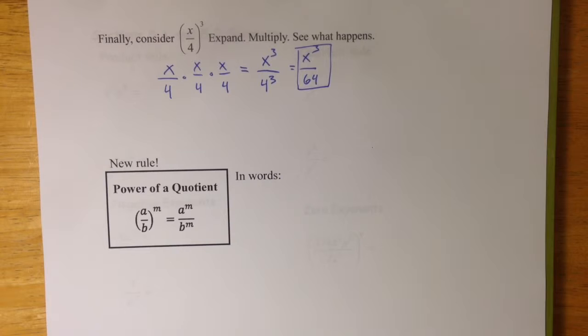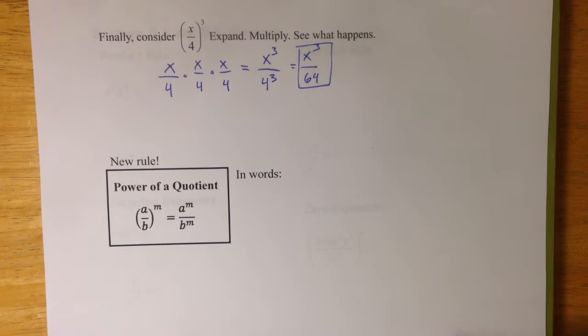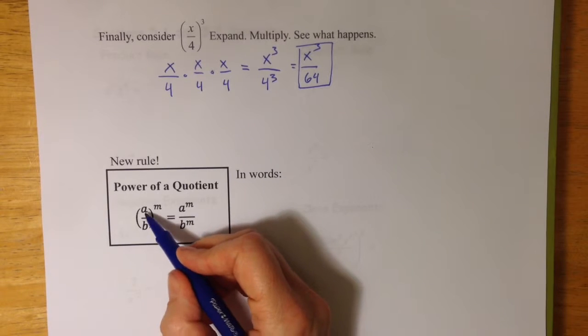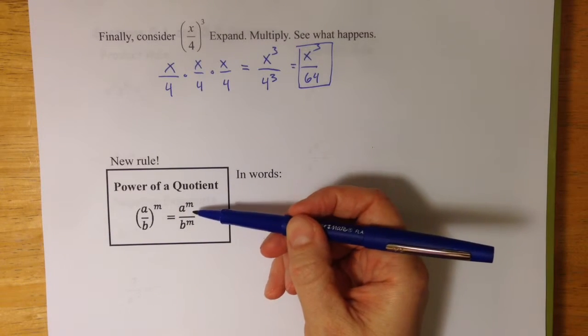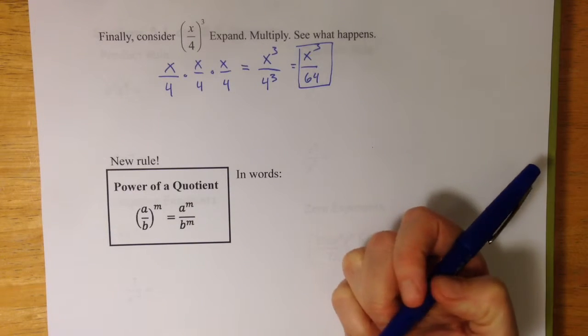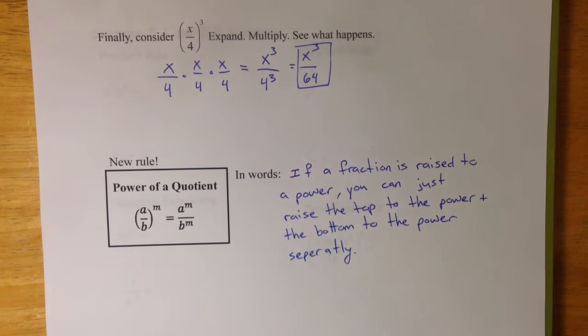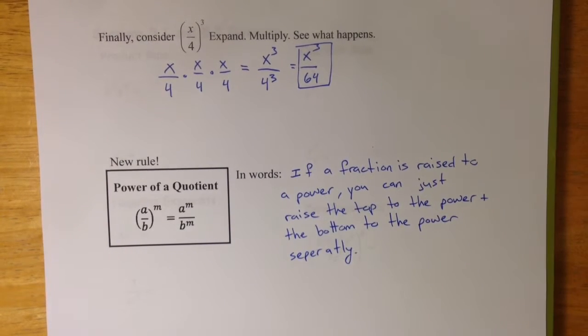So this is the power of a quotient rule. It's an awful lot like the power of a product rule. If you have something being divided and then the whole thing being taken to a power, you can just take the top to the power and the bottom to the power separately. So in my words, I might say if a fraction is being raised to a power, you can raise the top to the power and the bottom to that power separately.